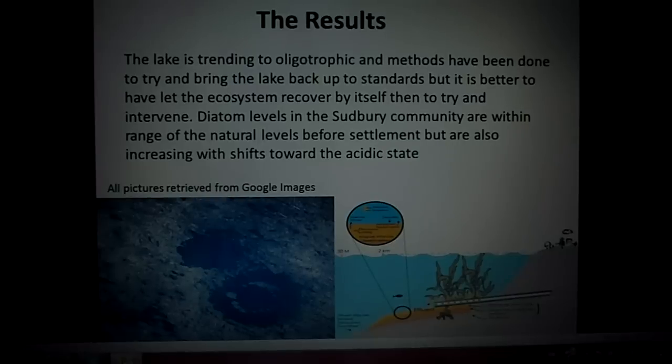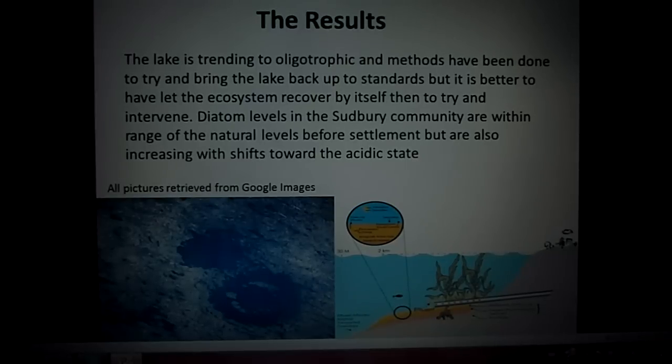Many things have been done by the city to help bring back the lake to life, such as liming, fish stocking, and fertilization. These, however, have different success rates, and it is better to have let the ecosystem recover by itself than to try and intervene. Many regreening methods have been used on the lake to bring back its original state before industrialization, but in order to do that, it must first be known what these conditions were.